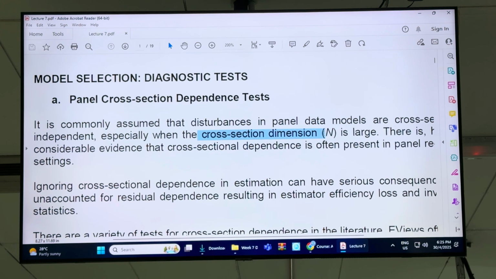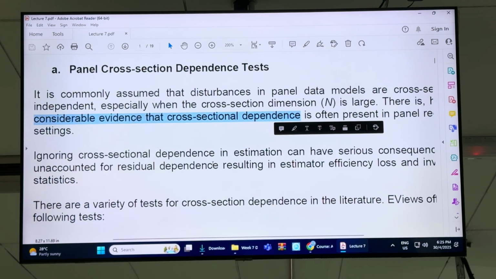When we have a huge N, it's considerable evidence that cross-sectional dependence is present. Huge N means many firms, many countries, a lot of countries, a lot of firms. So it means a big N, right?